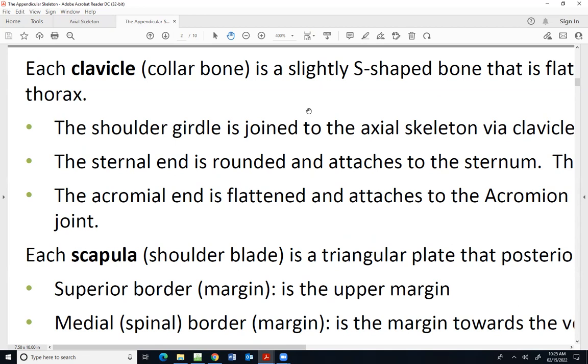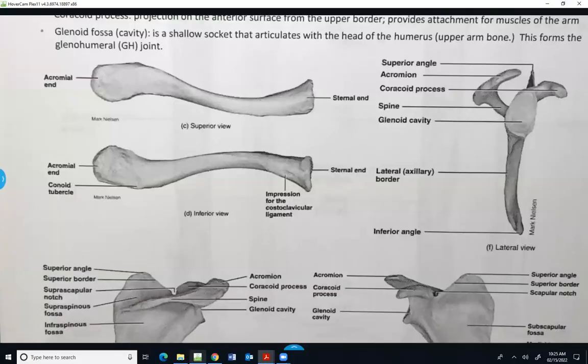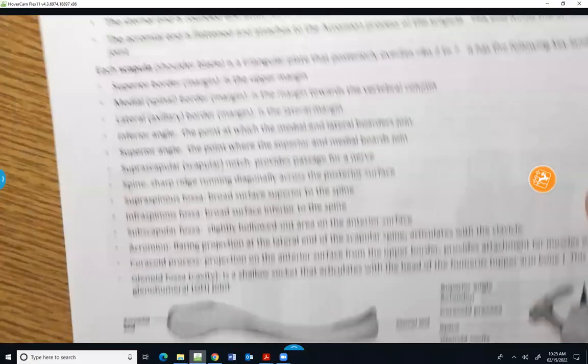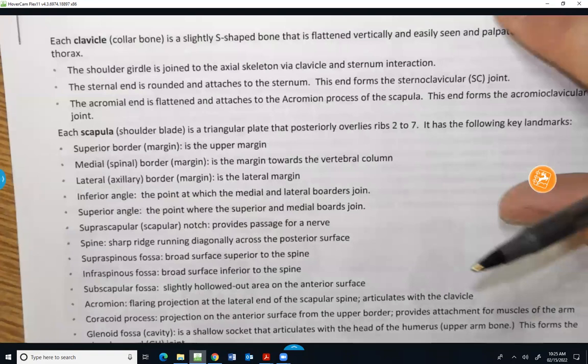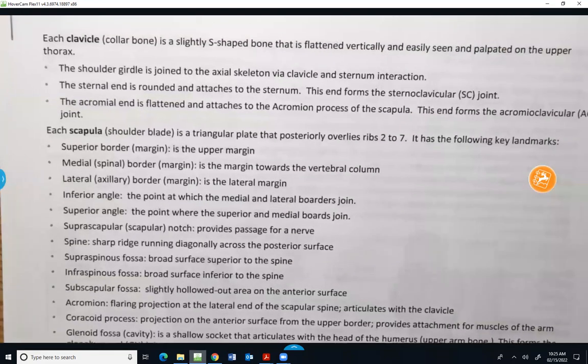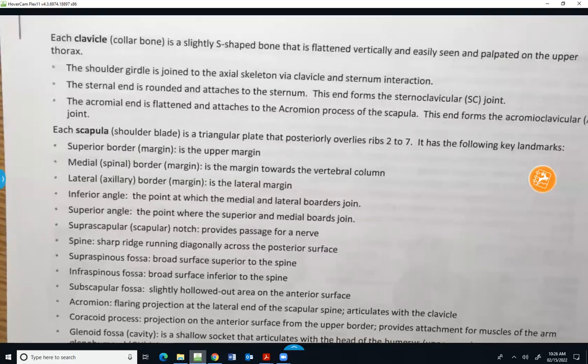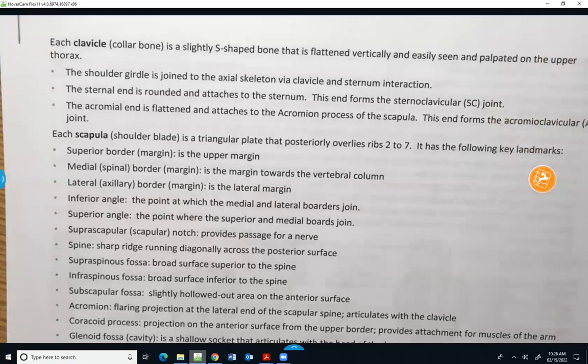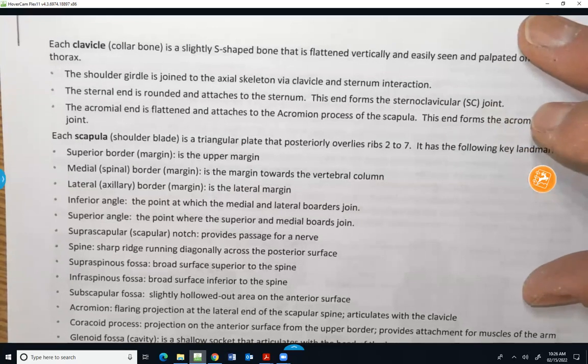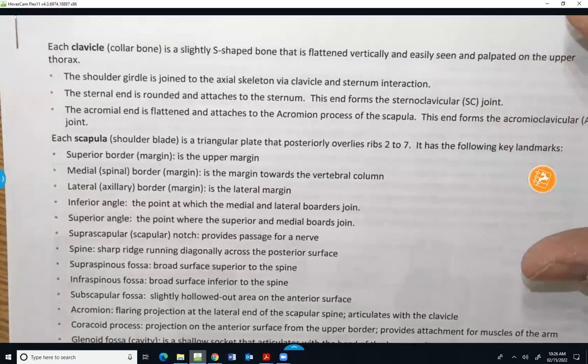One that's not too complicated though is your clavicles. I'm going to highlight things, and I think it'll be easier if I use my document camera. Each clavicle or collarbone is slightly S-shaped and is flattened vertically and easily seen and palpated on your upper shoulder, upper thorax. Palpate is just a fancy word for felt. We all know where our collarbone is. We've all felt it. The shoulder girdle is joined to the axial skeleton via clavicle and sternum interaction.